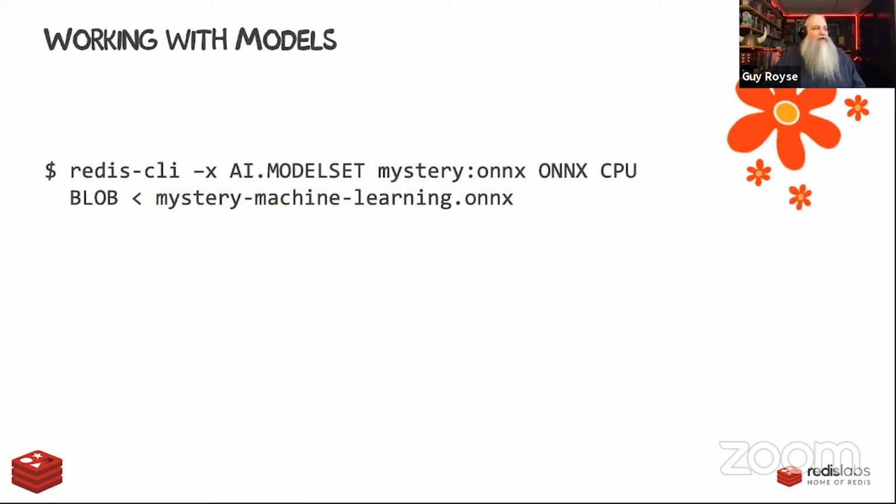To work with a model, you need to load a model in. You can call ai.modelSet and actually pass the model in as a blob in the command line, but then you're typing binary instructions to Redis, which is a bad idea. And so I always use redis-cli -x, which says take whatever is piped in from standard in and have that be the rest of your Redis command. And so you can say model set, give it a key to put the model in, and say this is an ONNX model, this is a TensorFlow model, this is a Torch model.